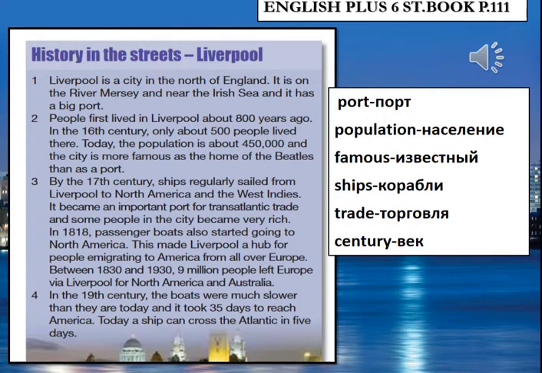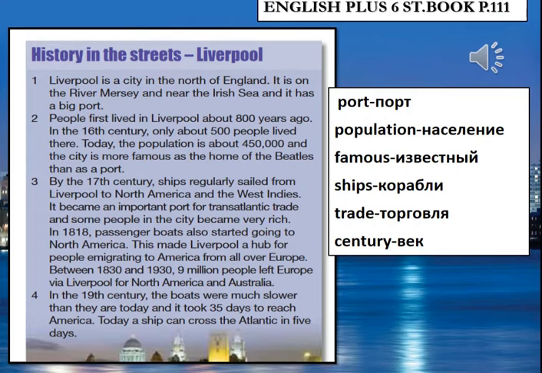This made Liverpool a hub for people emigrating to America from all over Europe. Between 1830 and 1930, 9 million people left Europe via Liverpool for North America and Australia. 4. In the 19th century, the boats were much slower than they are today and it took 35 days to reach America. Today a ship can cross the Atlantic in 5 days.